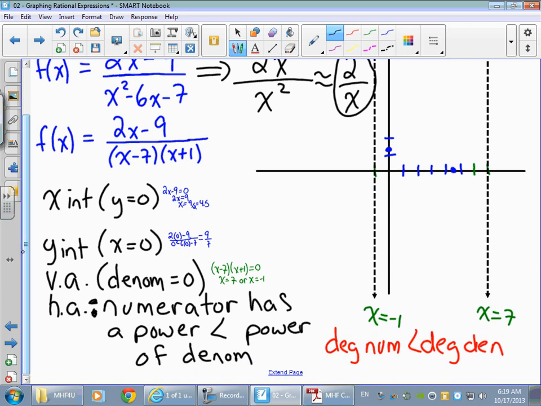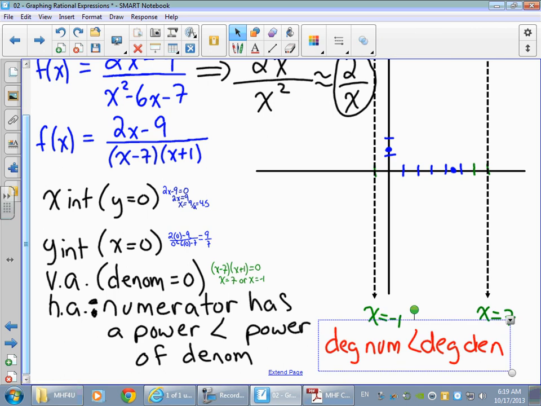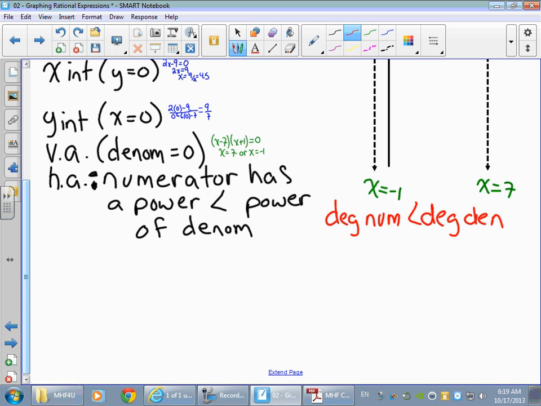whenever we have a numerator that has a power less than the power of the denominator, or again, the degree of the numerator is less than the degree of the denominator, our horizontal asymptote is always 0. Or I should say, is the line y equals 0.